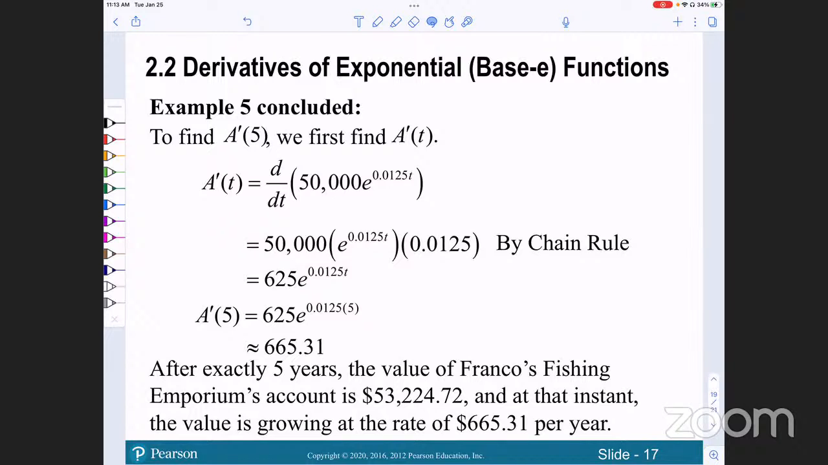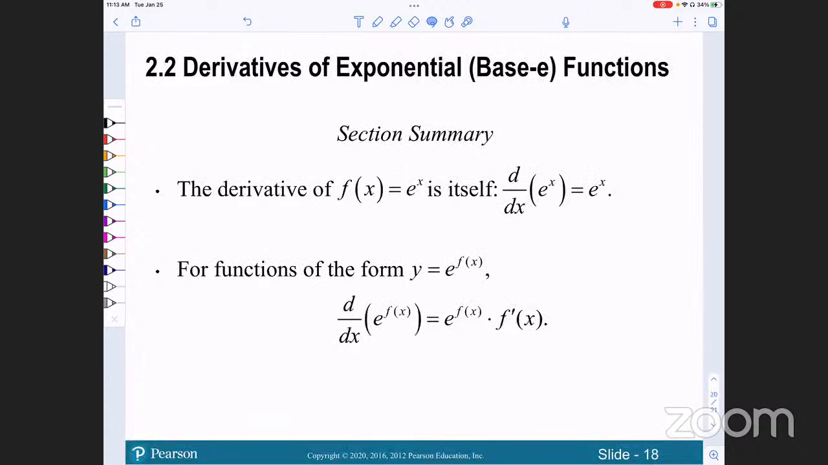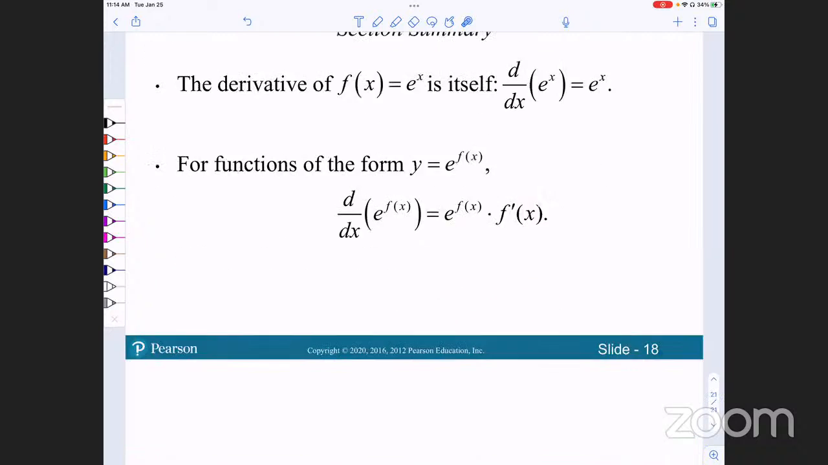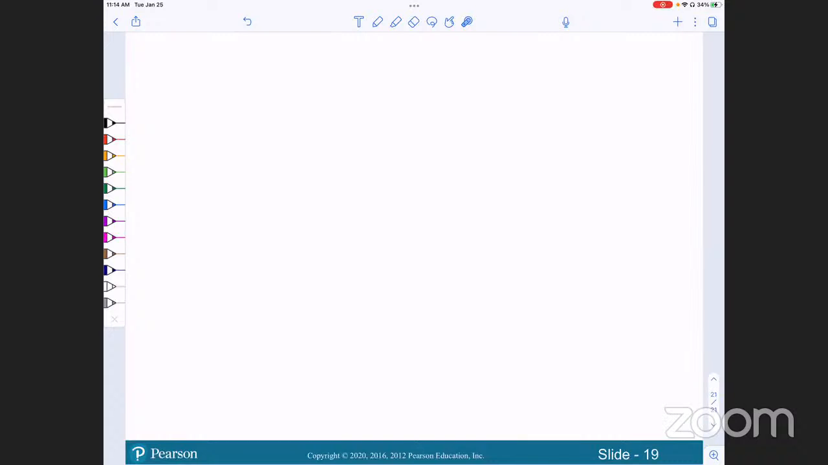$665.31 per year. Okay. So quick summary, the derivative of e is itself, you see it here. And then when you have e to the power of some function, that derivative is going to be itself times the derivative of that exponent. Okay. All right, so hopefully this is okay.